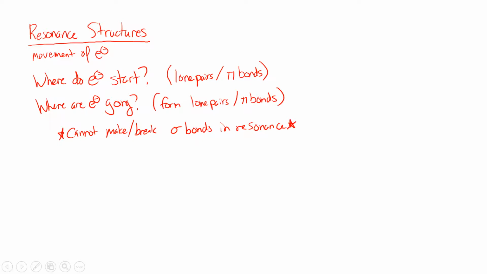Because it's organic chemistry, let's put that in the context of carbon, since carbon is what we're mainly talking about. If we can't make or break sigma bonds in resonance, then any sp3 carbon cannot participate in resonance. Going back to hybridization, we remember that sp3 carbons are carbons that only have sigma bonds attached to them. So any sp3 carbon that's neutral cannot participate in resonance.